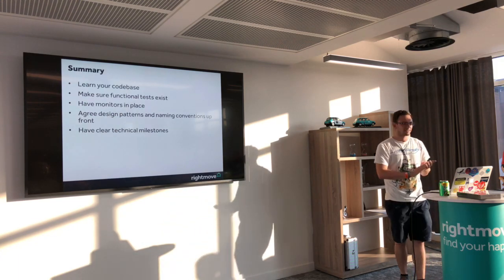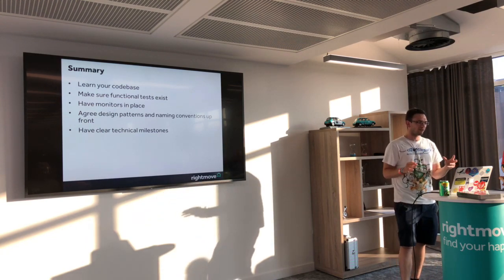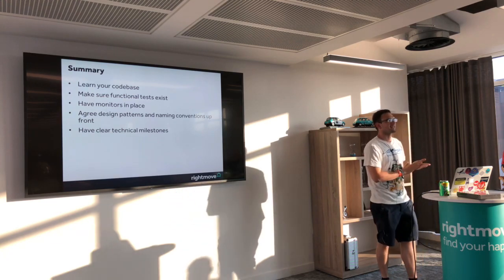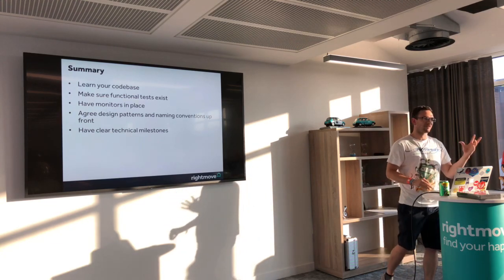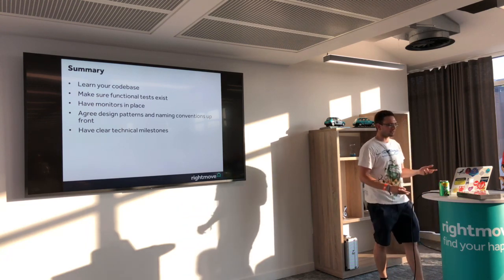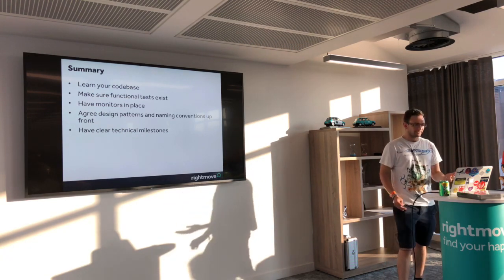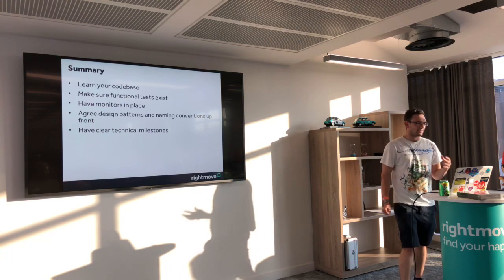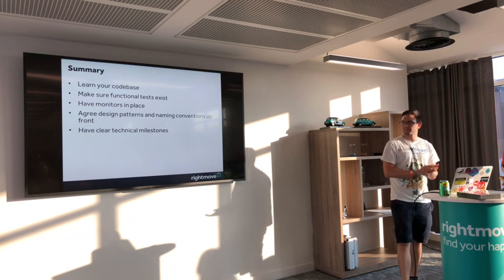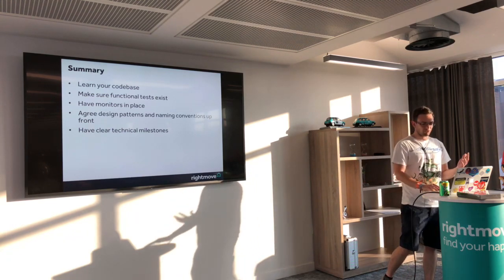So I'll just go over the headings of the slide. One, learn your code base. That way you know what the blockers are, you can prioritize them and work through them. Make sure that functional tests exist. That way when you change existing functionality, you know that it still works. Have monitors in place, again, so that if you change the tech behind existing functionality, you know whether it's broken. Agree design patterns and naming conventions with your team. That way everyone's doing things consistently. Have clear technical milestones so that you can track your progress and know that you're making things better.